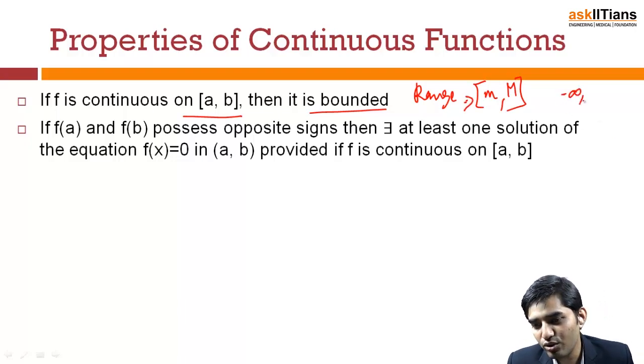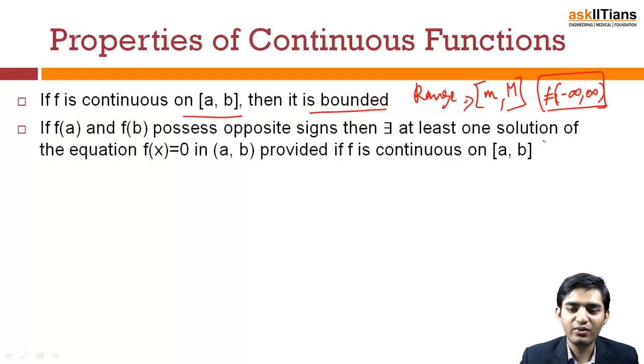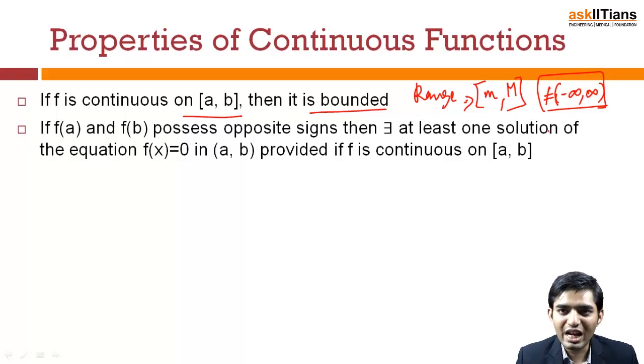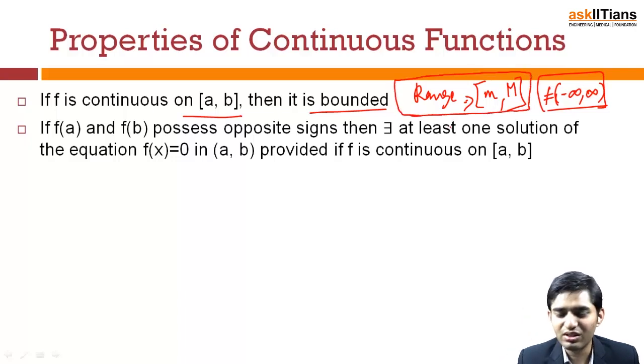The range should not go from minus infinity to infinity. This is the condition for bounded functions. It should not go down to minus infinity, and it should not go up to infinity either. So the range should be some fixed interval on the y-axis, which is from small m to capital M. This function is called a bounded function, whose range is a fixed interval. So if f(x) is continuous on the closed interval a to b, it will be bounded.